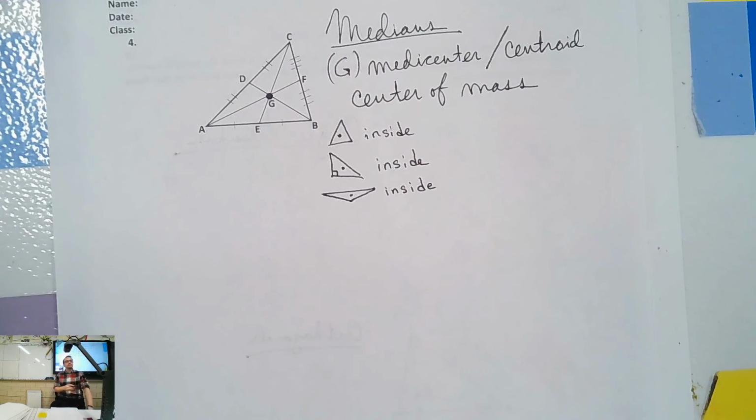You cool with that? Now, how do we find the centroid? Well, we find the medians, the midpoint, right? We connect it to the vertex, and where they intersect will be the center of mass, the centroid, or the medicenter if you're Mark, right?